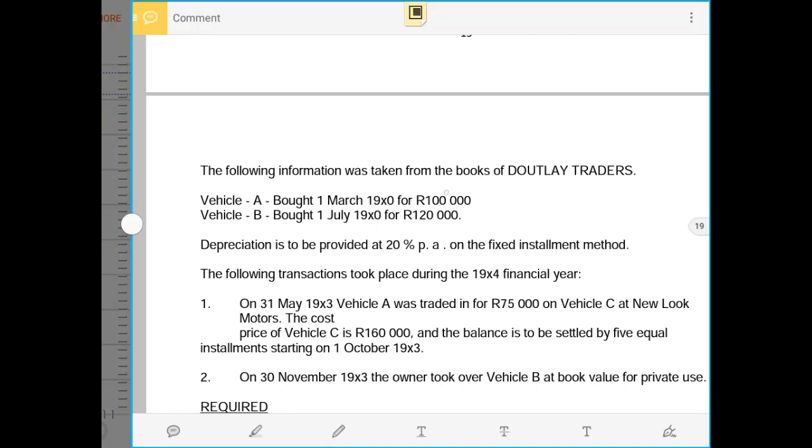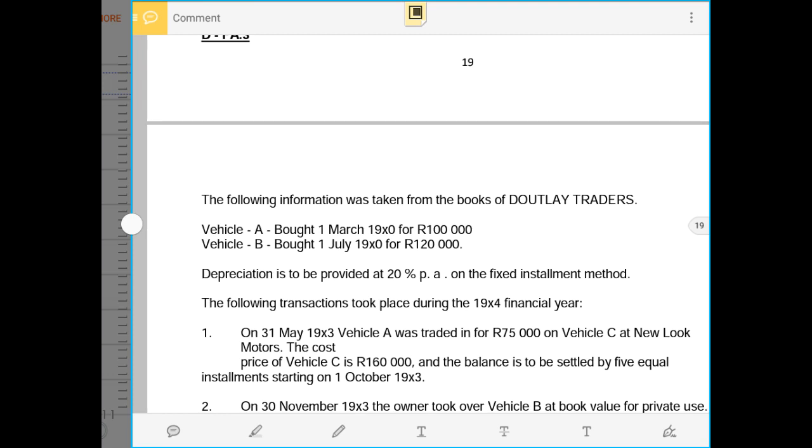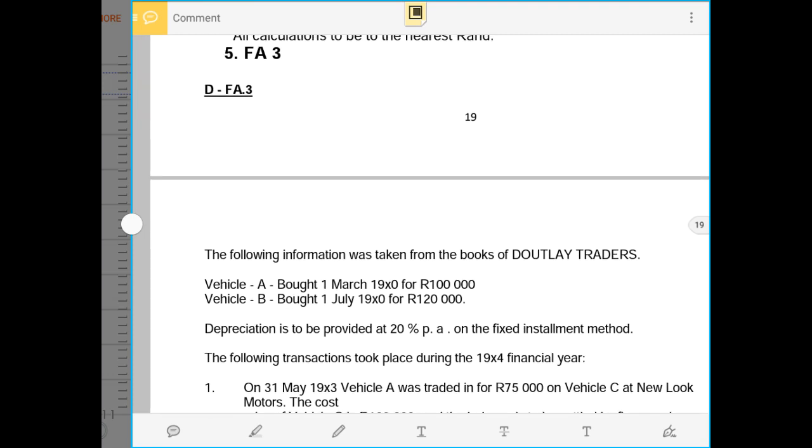Hi there. I will be doing this exercise on page 19 of your handout. It's a question on asset disposal, a very important question because the accounting period is ending during, or in the middle of, the year.